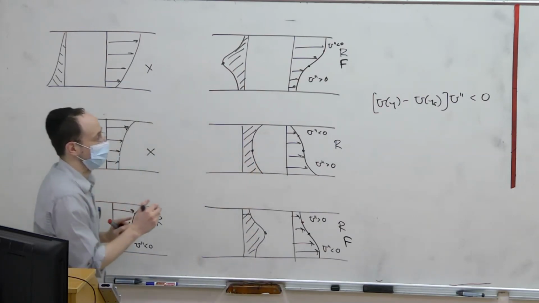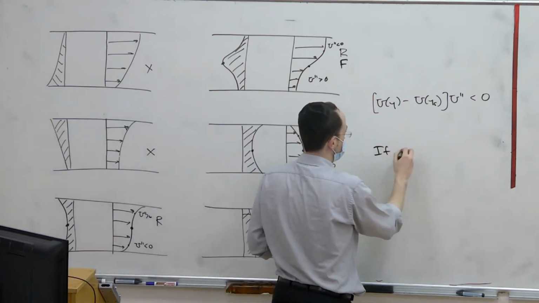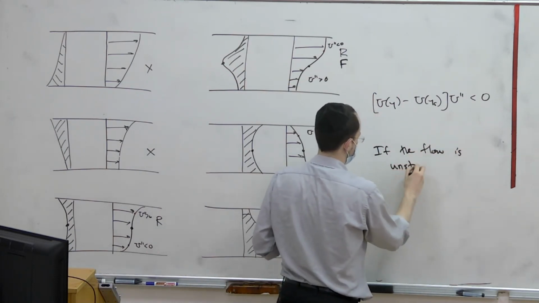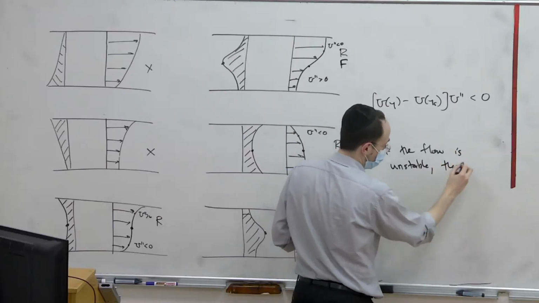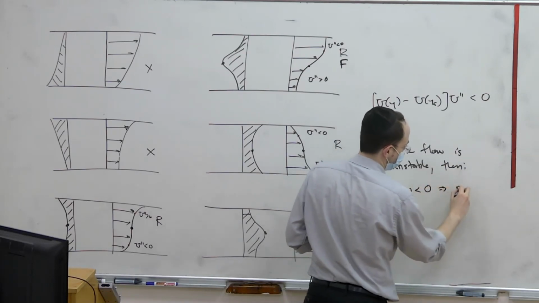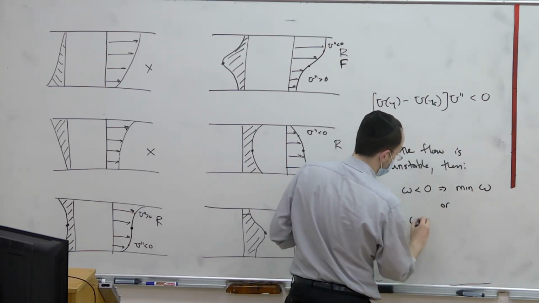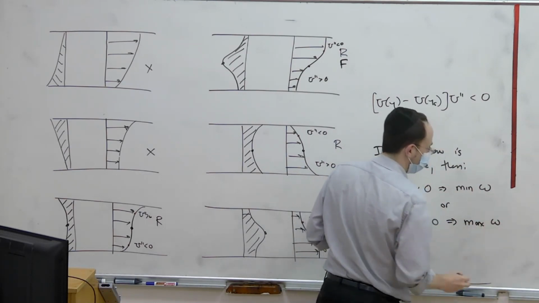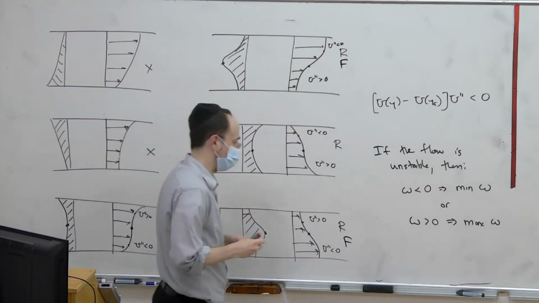So our new stability criteria, right, is that if the flow is unstable, then if the vorticity is negative, there must be a min in vorticity. Or if the vorticity is positive, then there must be a max in vorticity. That's our new refined criteria.